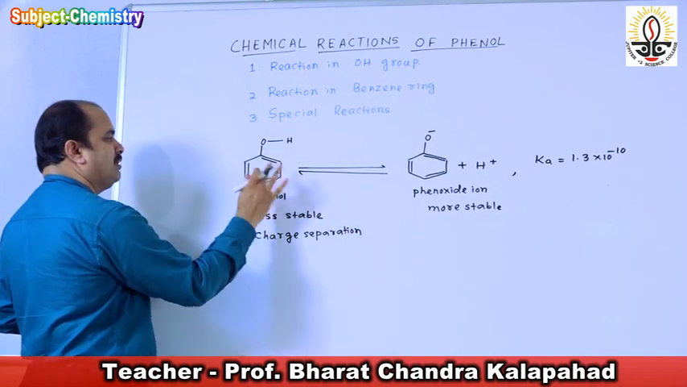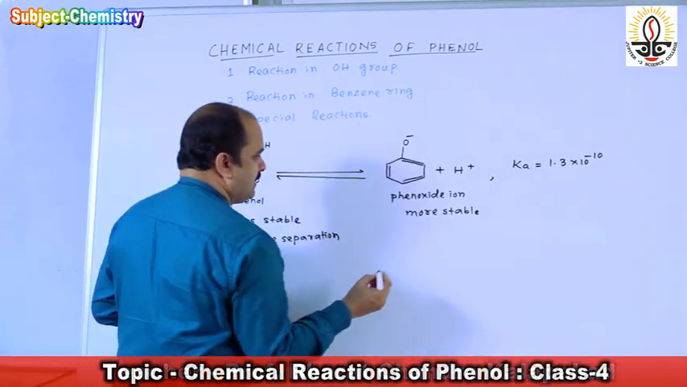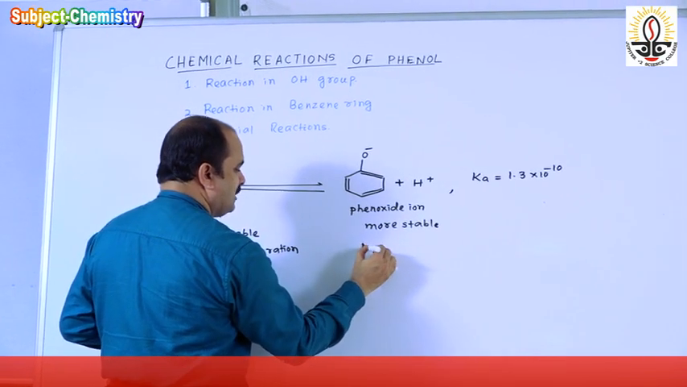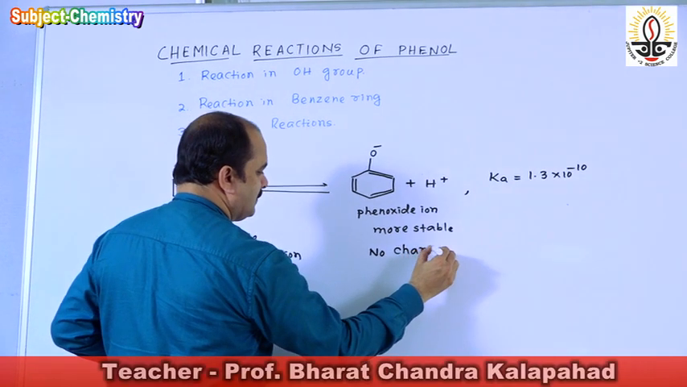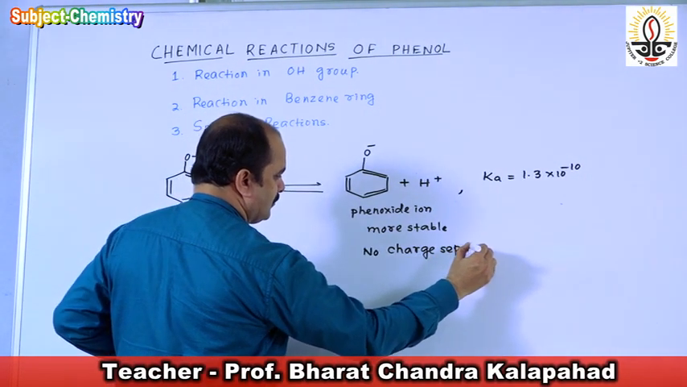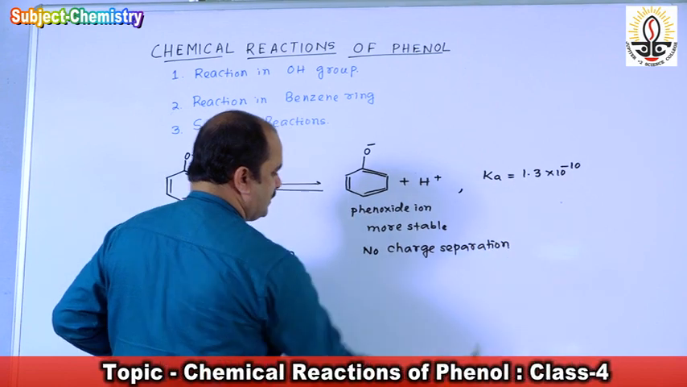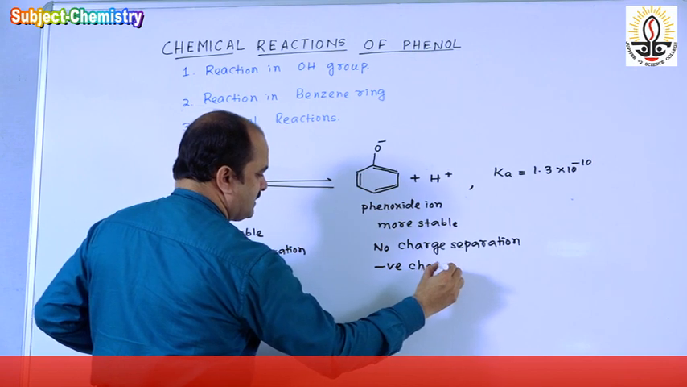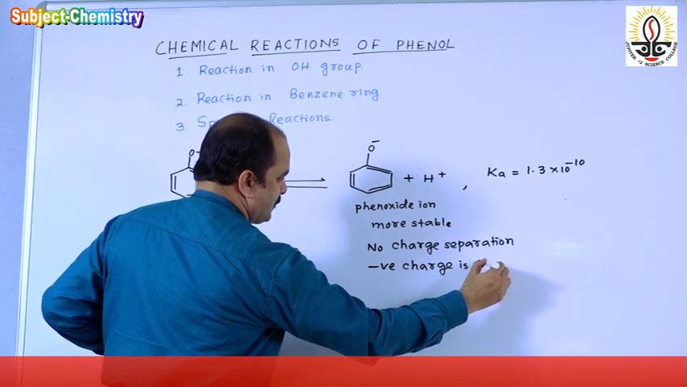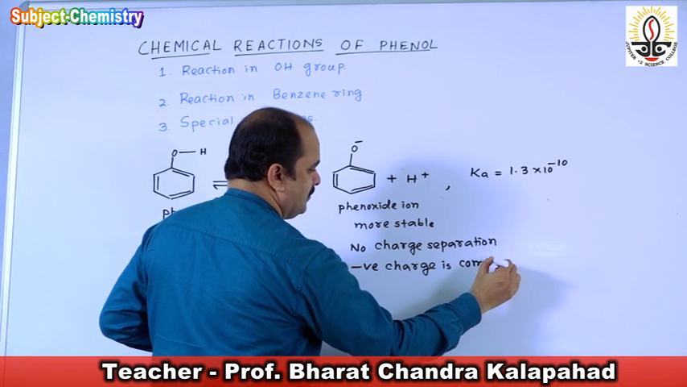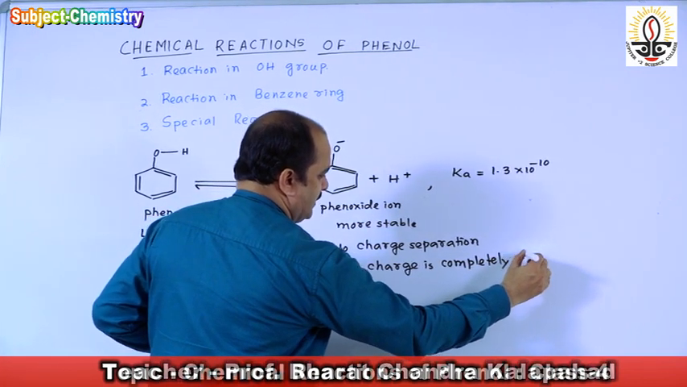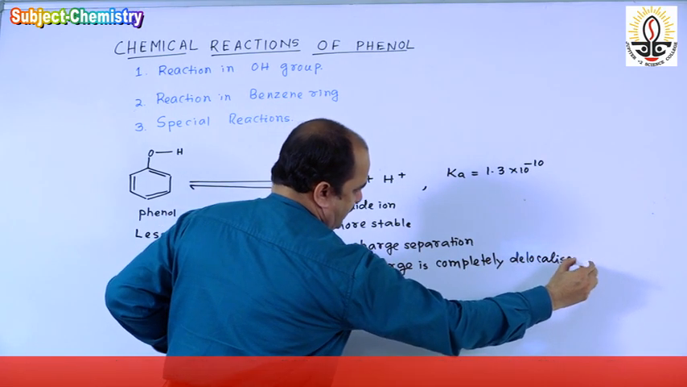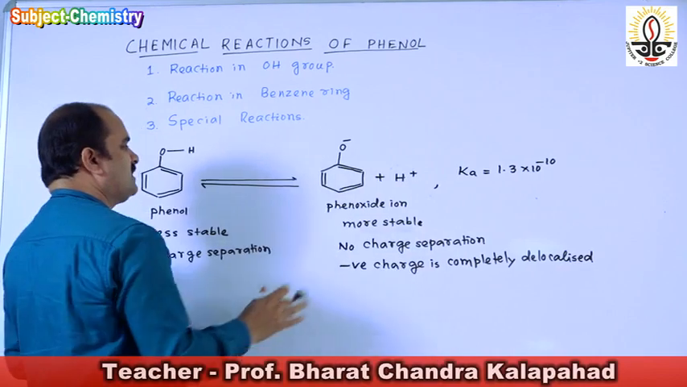A high amount of energy is required to separate the charges, and in case of phenoxide ion, the negative charge is completely delocalized. It has no charge separation. The negative charge is completely delocalized. So phenoxide ion is more stable.